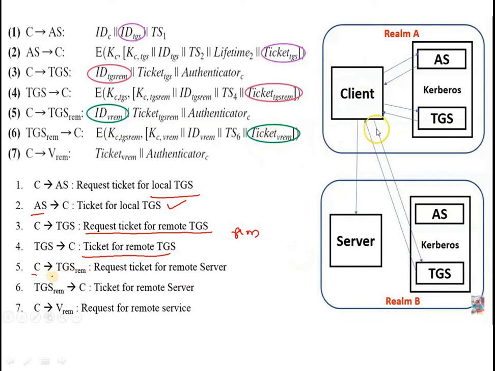So the client is talking to the remote TGS. The remote TGS is nothing but the TGS which is not local, which is present in the other realm. You can see here in the fifth step. Now this TGS again generates its ticket and shares it back to the client. Then once the client gets that ticket, it can send that ticket to the server which is present in the other realm. So now the client can request, and the server can provide, any service to this client.